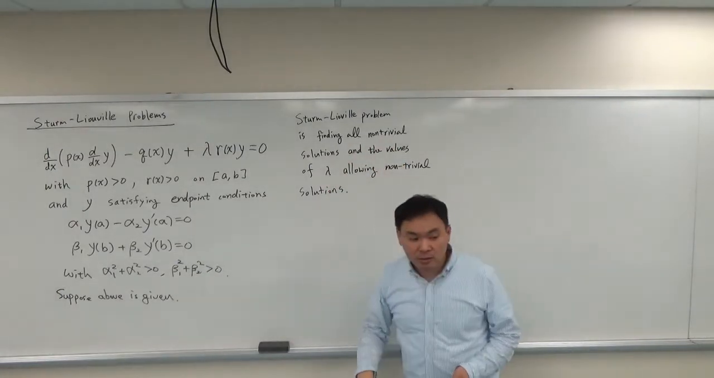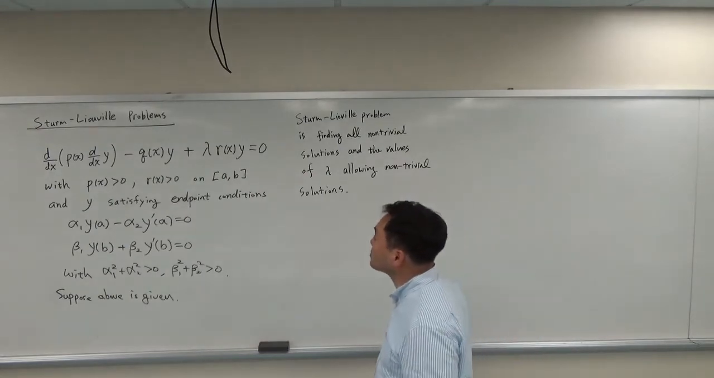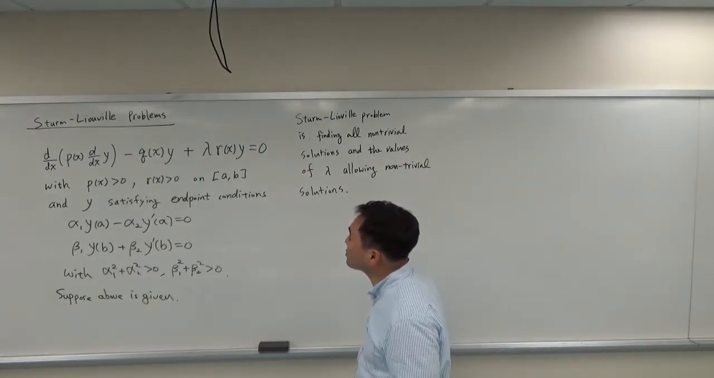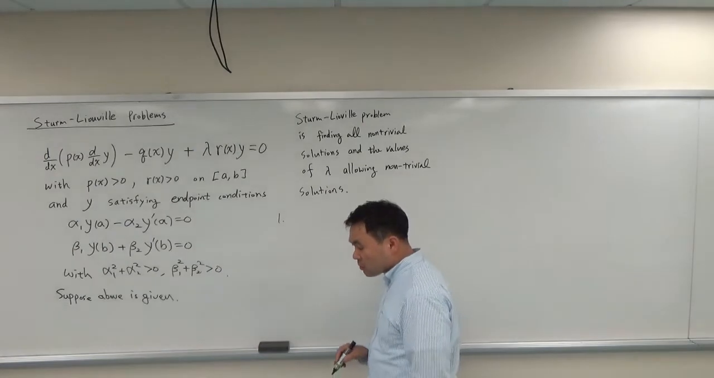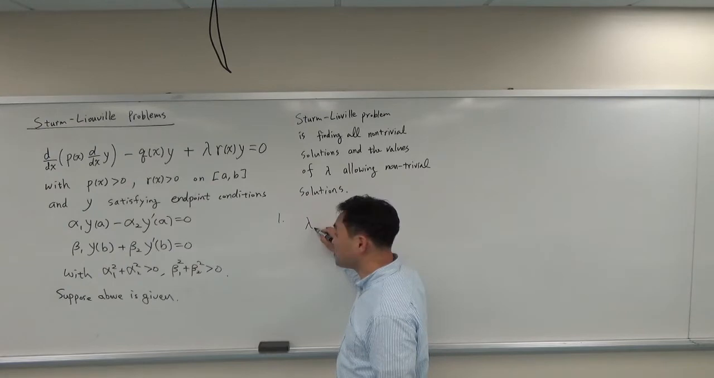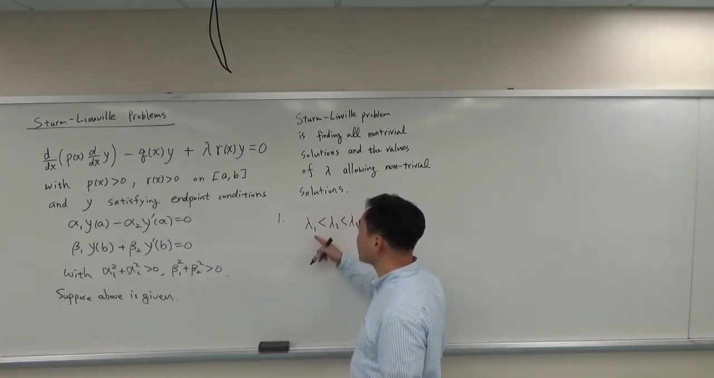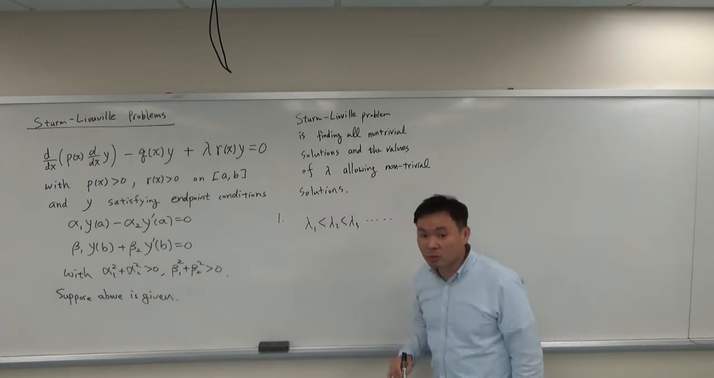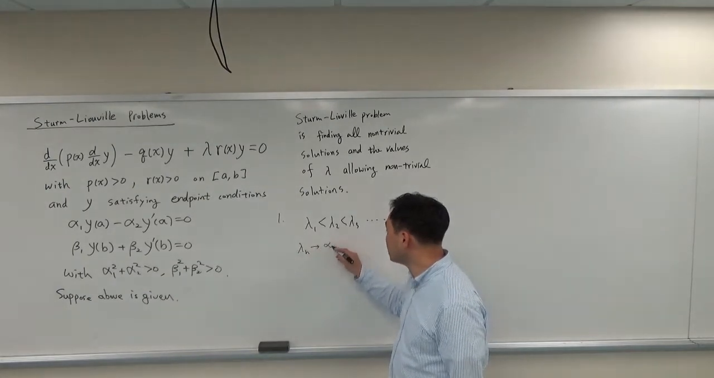Okay? Now, what is Sturm Liouville theory? Well, it knows several things about this. We actually know several things. So let me list them. Number 1, the values of lambda increase to infinity. So lambda 1 is less than lambda 2. So these are all the eigenvalues, okay? They go like this, and then lambda n increases to infinity.